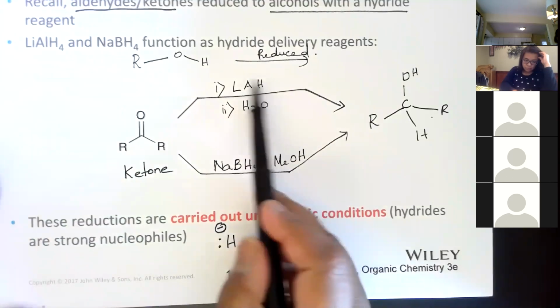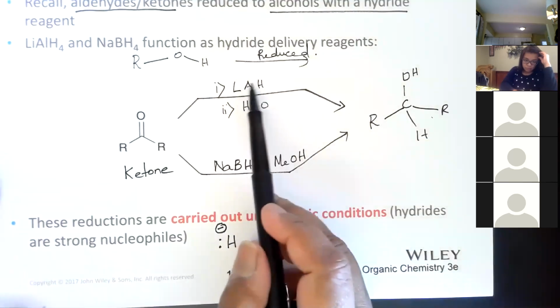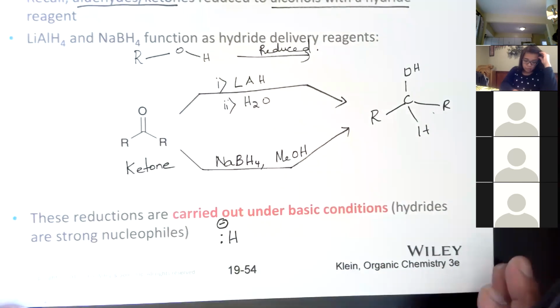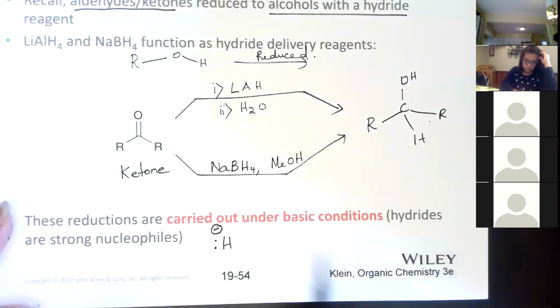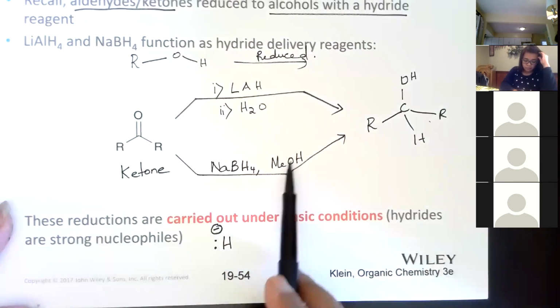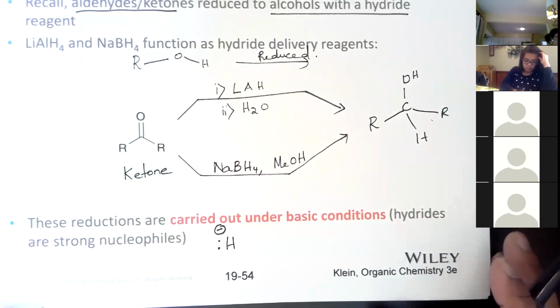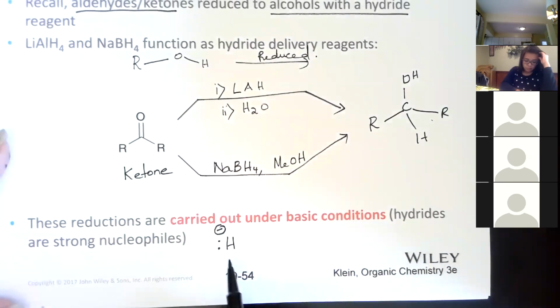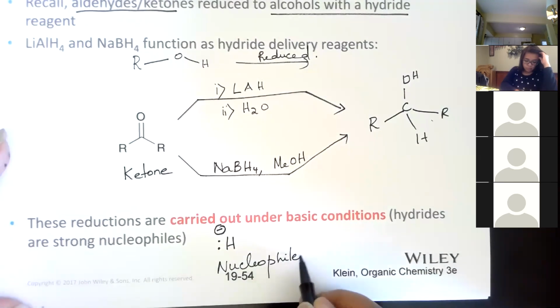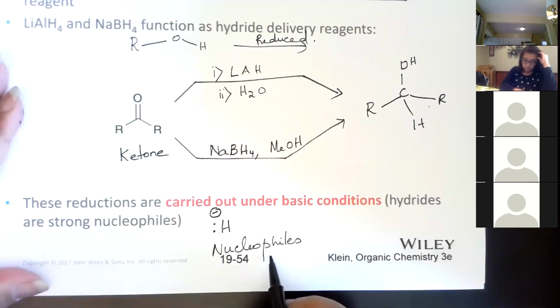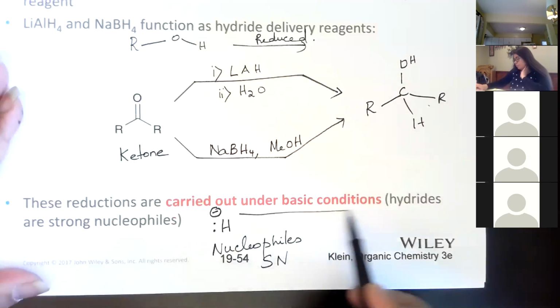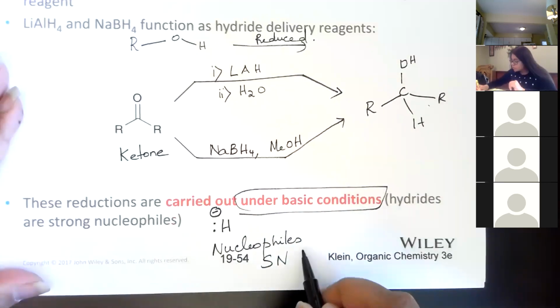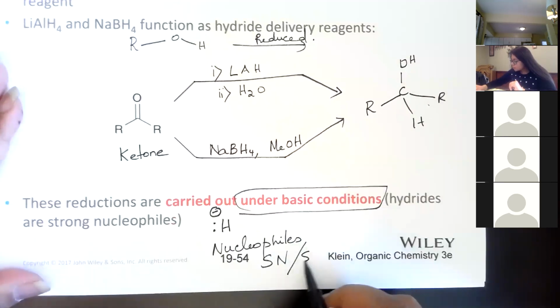And here with LAH, they can use a reagent that doesn't destroy this or the other reactants. But in the second step, we use water. Here, a polar solvent can be used with NaBH4. So this is your nucleophile, and these are strong nucleophiles. Supposedly strong bases as well.